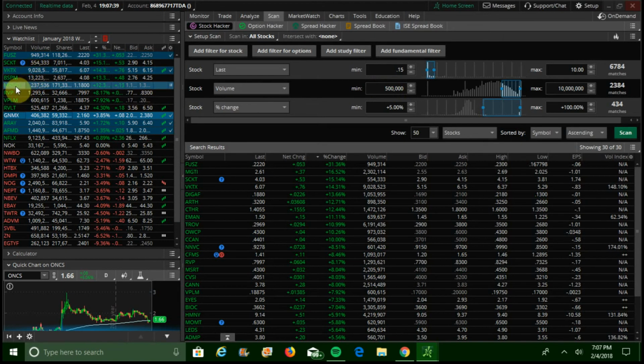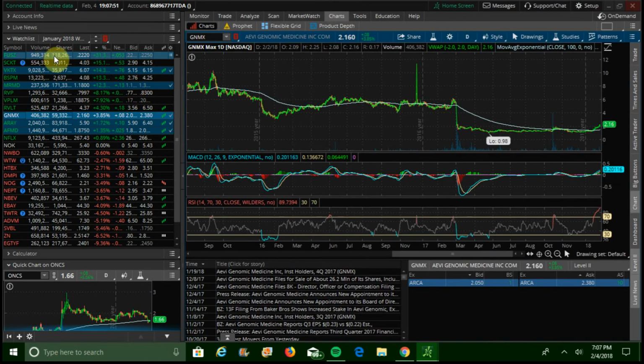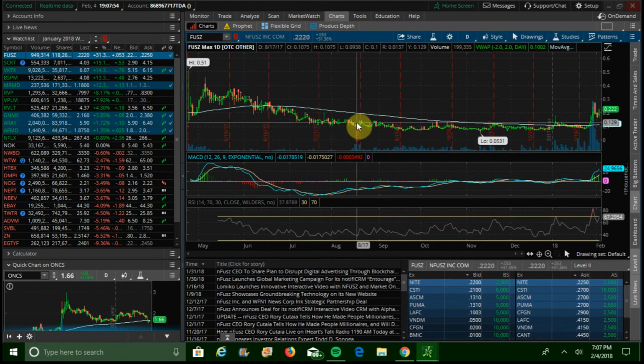I'll go into the reason why this one is listed, but VKTX and FUSZ are newer stocks that I've added to trade. So let's start with FUSZ. This is a company that is going into some blockchain technology, and blockchain has been a big catalyst for stocks that want to increase in price. If you mention blockchain on any stock, it's just going to increase, and that's what has happened in the past, probably like 2 or 3 months.